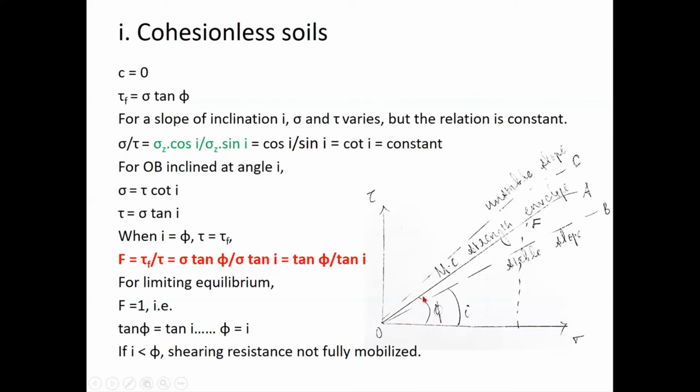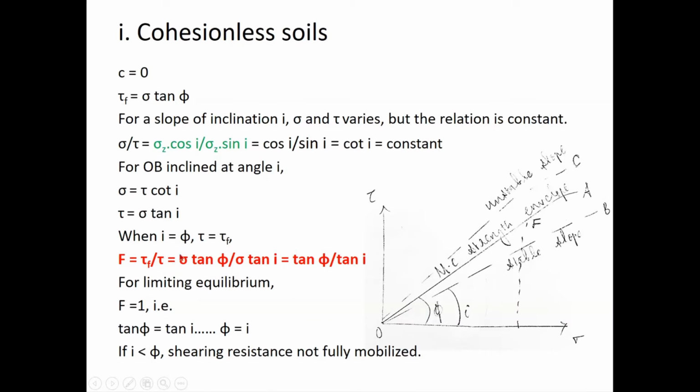Just like my sigma and tau equation for a slope inclined at an angle phi, tau is equal to sigma tan phi. So tau by sigma is equal to tan phi, sigma by tau is equal to cot phi. Similarly, for this line OB inclined at an angle I, the relation is the same. Any combination of sigma and tau along this line OB is a constant, cot I, right? So for OB inclined at an angle I, sigma is equal to tau cot I, and tau is equal to sigma tan I. We know that relation, right?